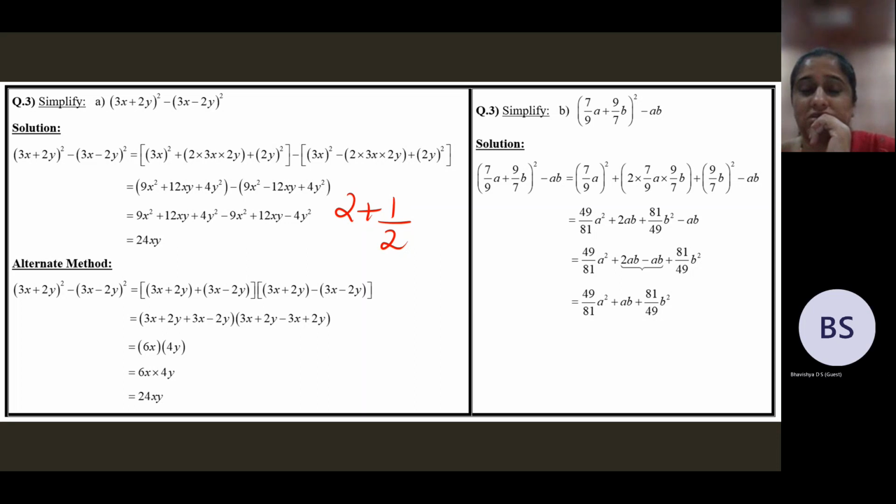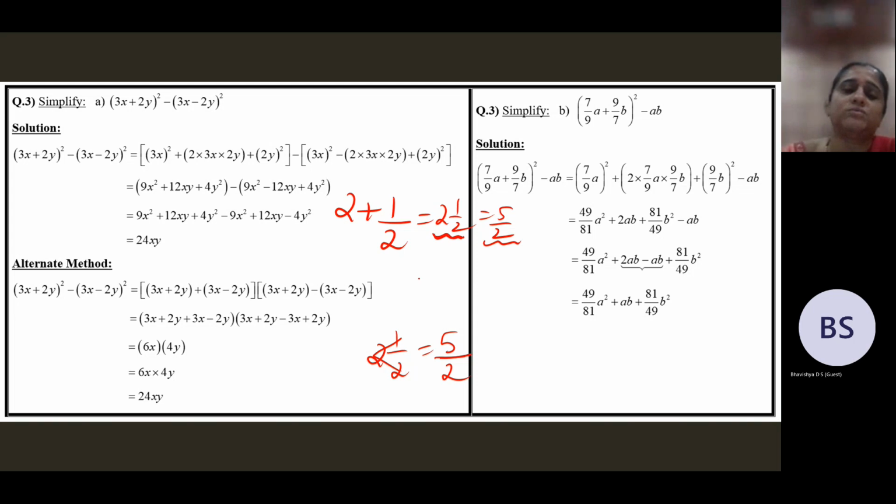2 1 by 2, ma'am. That's the mixed fraction. Improper fraction. 5 by 2, right? Yes, ma'am. 2 into 2 plus 1, 5. 5 by 2. So 2 plus half is 2.5 or 5 by 2. Practically also you feel this is correct, no? If you have 2 and somebody gives you half, you'll have 2.5 or 5 by 2. Yes or no? Yes, ma'am.